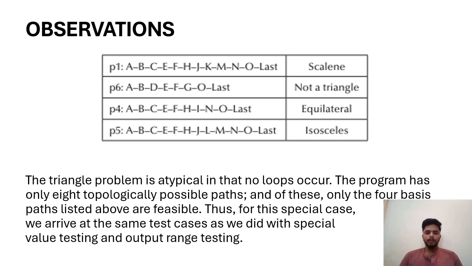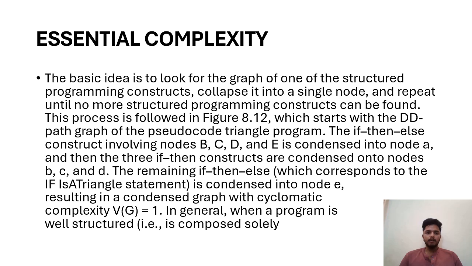The triangle problem is typical in that no loops occur. So the program has only 8 topologically possible paths, and of these only 4 basis paths, which I have listed above, are feasible. Thus for the special case we arrived at some test cases, as we did with special value testing and output range testing. Essential complexity.